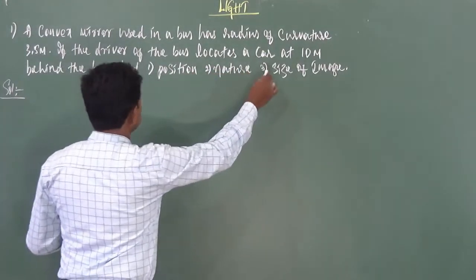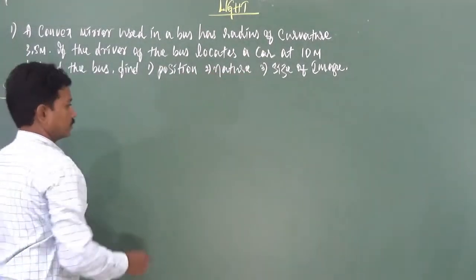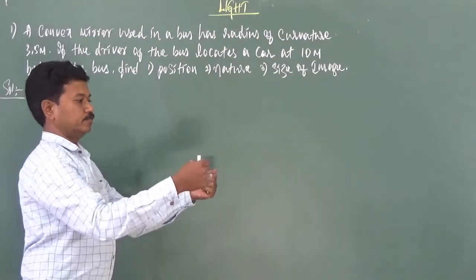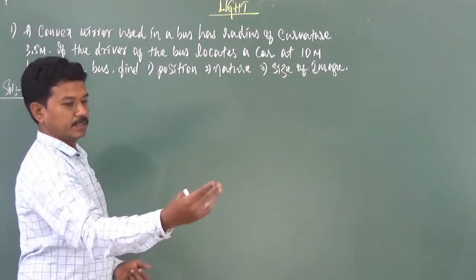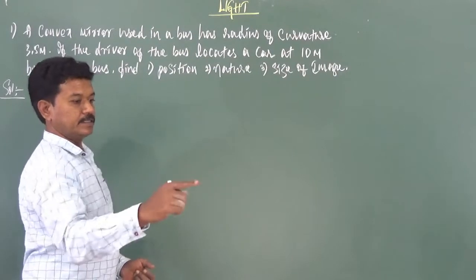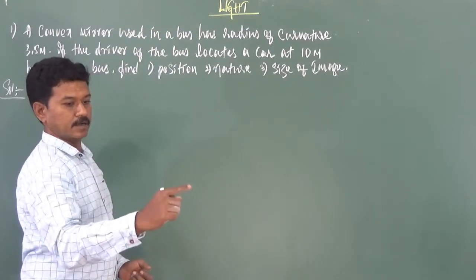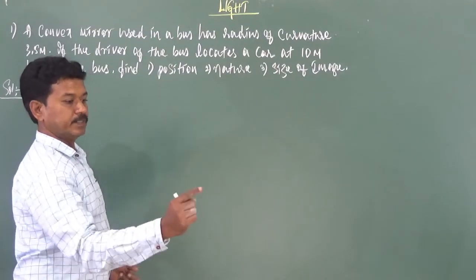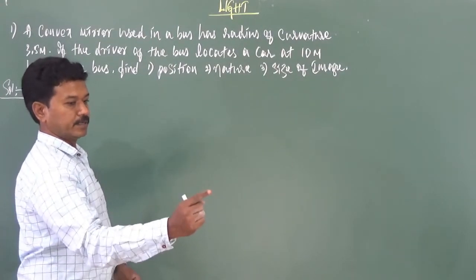Locates a car at 10 meters behind the bus. So if the driver is here, this is the rear view mirror. He is driving, he looks into the mirror. When he looks in the mirror, he sees the image of a small car that is behind the bus. He sees the image of the car from the rear view mirror.